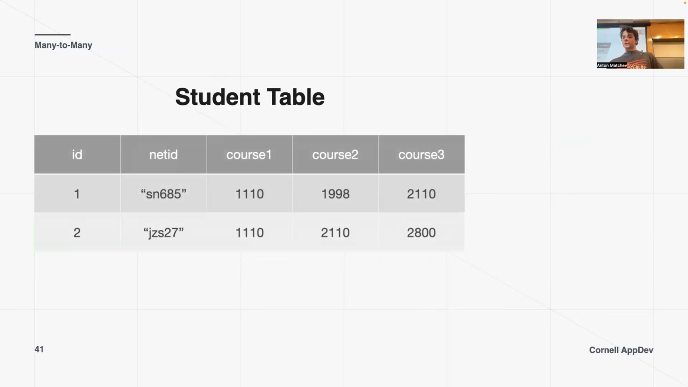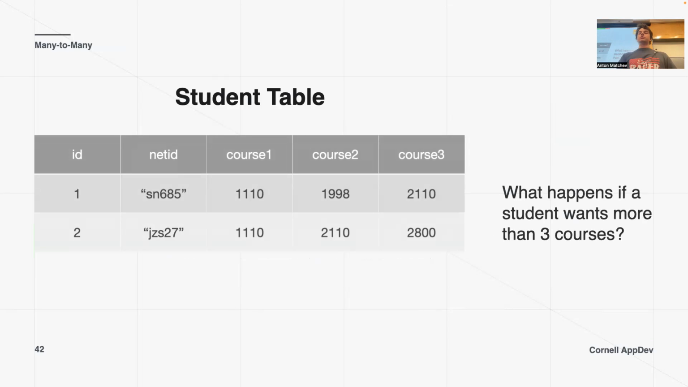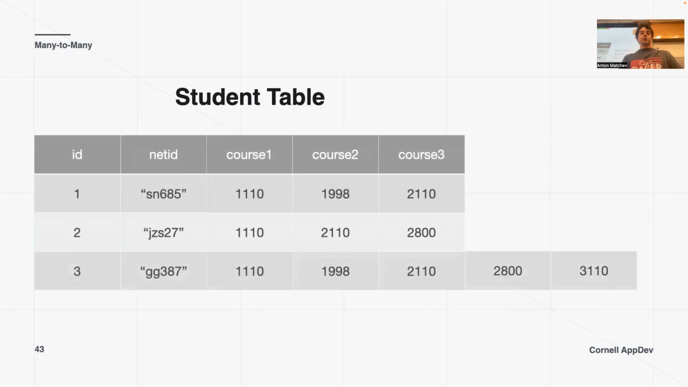So the first thing is we have this student table, right? Each of these course columns right here is going to be a foreign key. This is the first way of implementing it. If every student was in 3 courses, then this would technically work. It'd be an okay way of doing it. But what happens if a student wants more than 3 courses? Let's say this person over here wants to take 5 courses and is a tryhard.